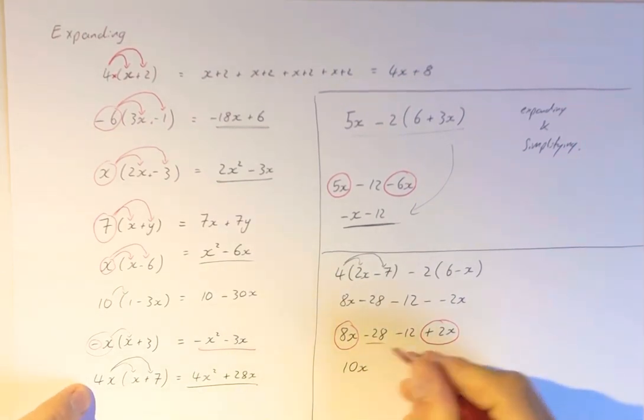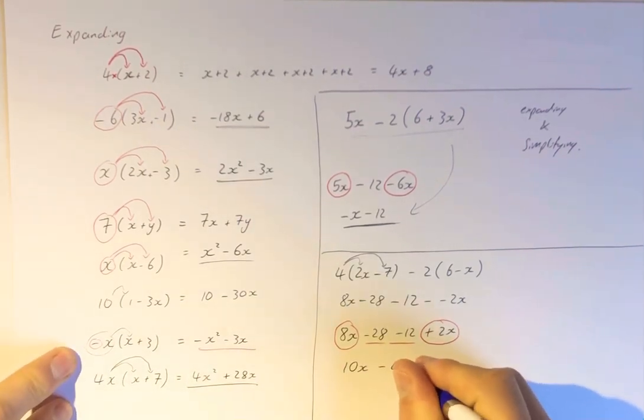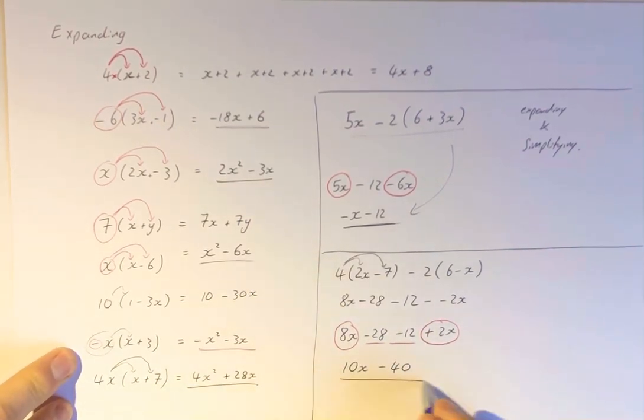Now back to some basic numeracy. I want negative 28 plus negative 12. What would that make in total? If I took 2 off of negative 28, I'd be at negative 30, and then take another 10, I'm at negative 40, and that is your answer.